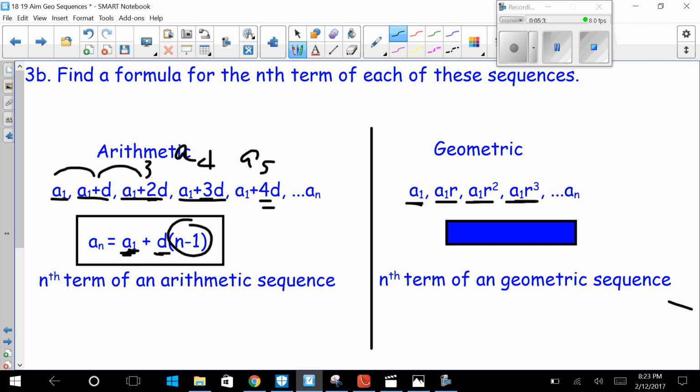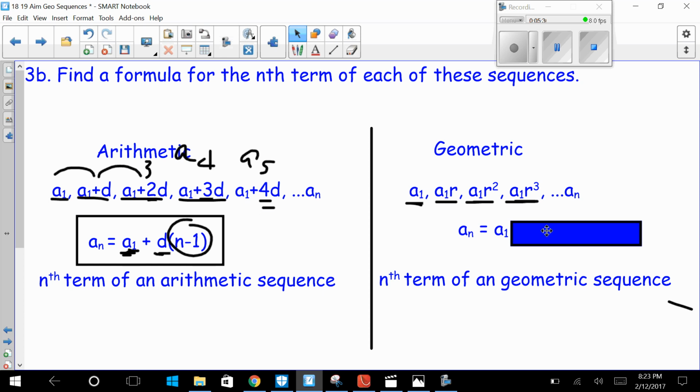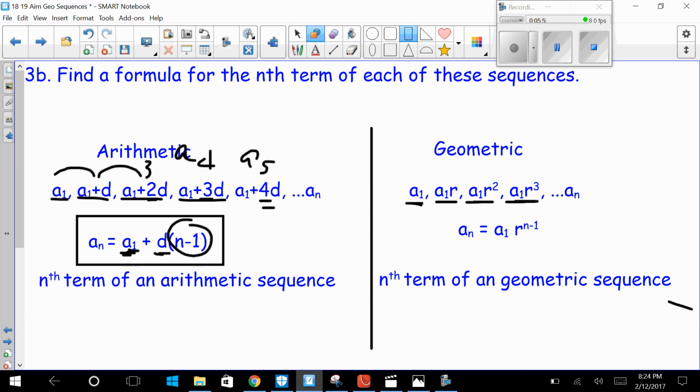So the formula here is similar to the arithmetic one, a sub n equals a sub 1, but now you're multiplying r n minus 1 times, and r times r times r times r n minus 1 times becomes r to the n minus 1. So there's your exponential equation. Okay, so this is the one you need to memorize, the nth term.